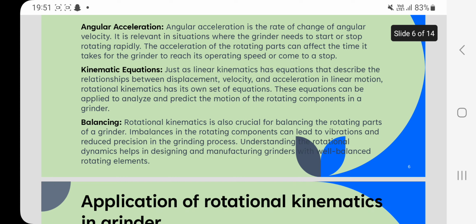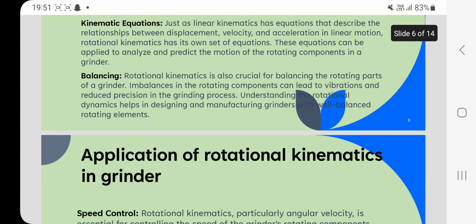Balancing. Rotational kinematics is also crucial for balancing the rotating parts of a grinder. Imbalances in the rotating components can lead to vibration and reduced precision in the grinding process. Understanding rotational dynamics helps in designing and manufacturing grinders with well-balanced rotational elements.